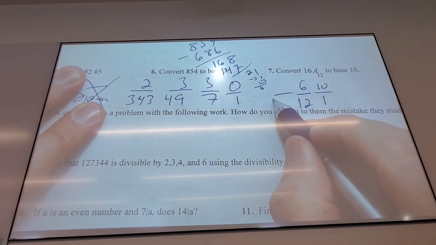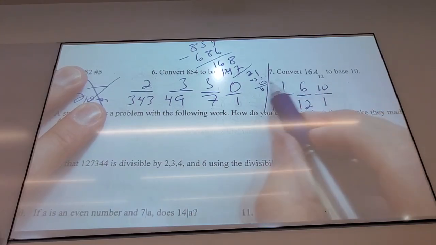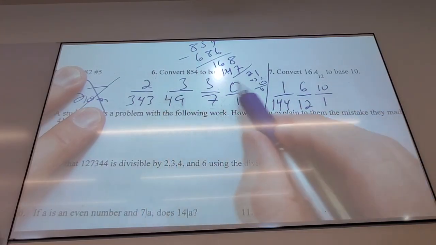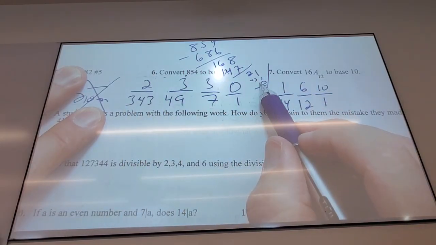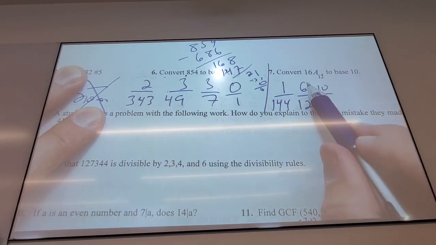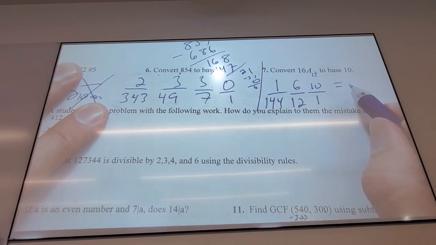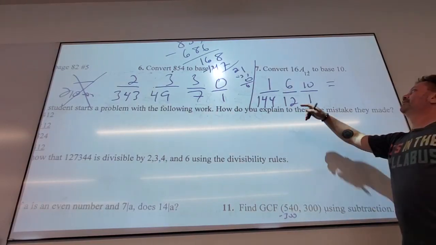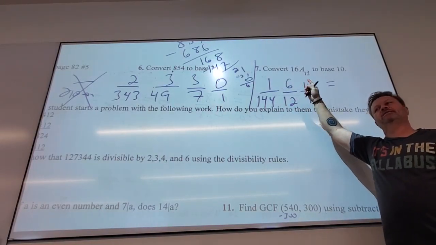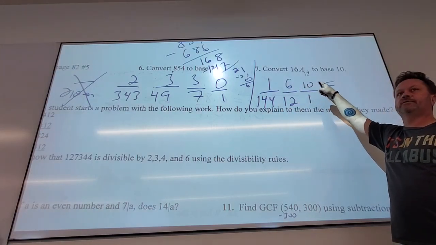And what's the next place? And how many of those do I have? 1. So the difference between these two problems is this wasn't in base 7 yet. These were all blank. This is in base 12. I know exactly what's in each place. And then it's easy. How do I put this number back together? How many 144s do I have? 1. Plus, how many 12s? 6. So 1 144 plus 6 12s plus 10 ones.